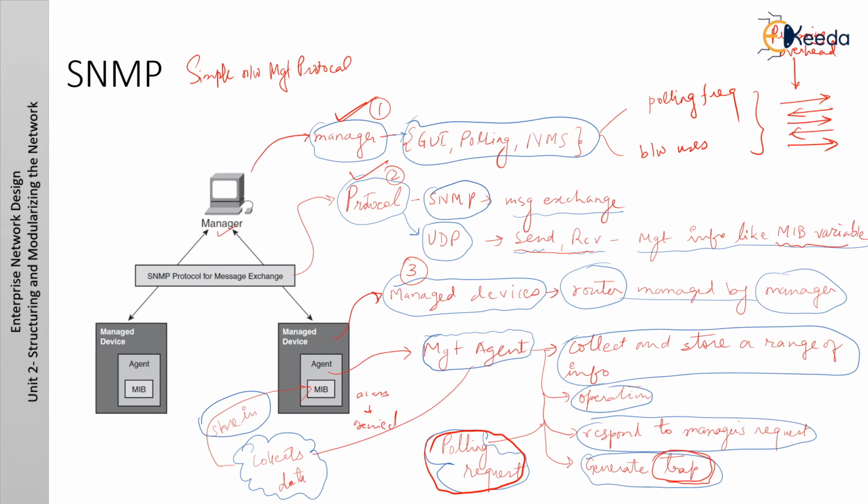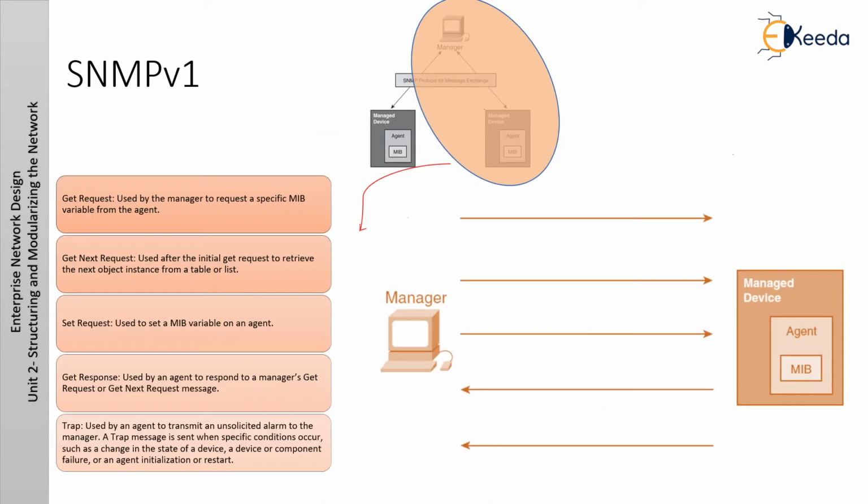So this is SNMP. SNMP version 1, the initial version of SNMP, is defined in RFC 1157. What is that RFC? RFC is a Request for Comments document.